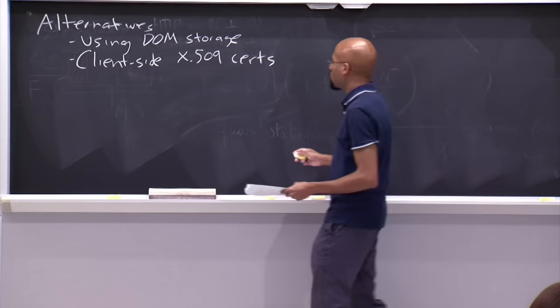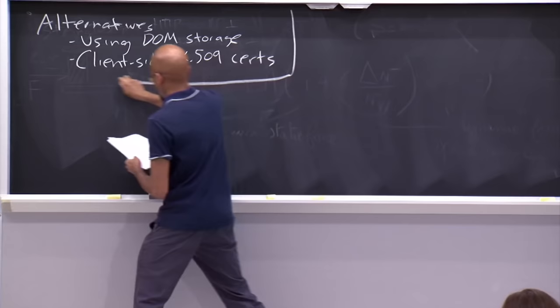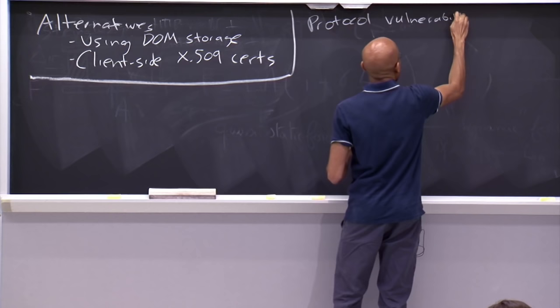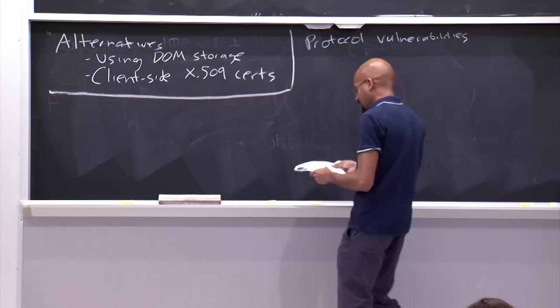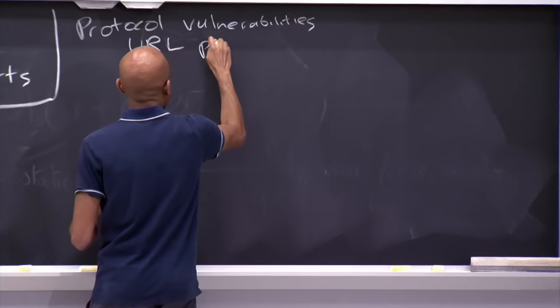All right, so that concludes our discussion of cookies. And so now let's talk about protocol vulnerabilities in the web stack. One kind of interesting attack is that there are all these bugs in the way that different browser components parse URLs, for example. So how can URL parsing get us into trouble?